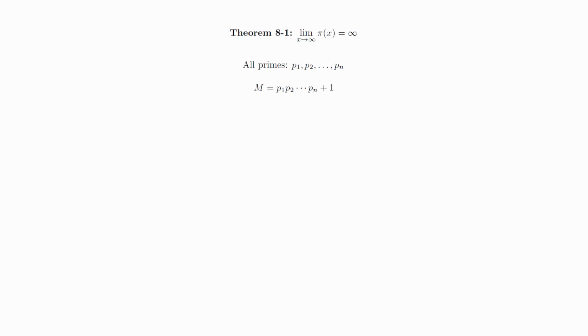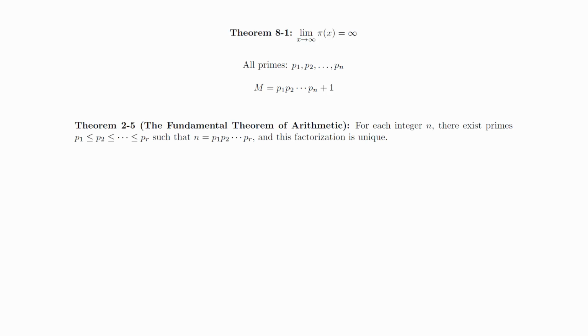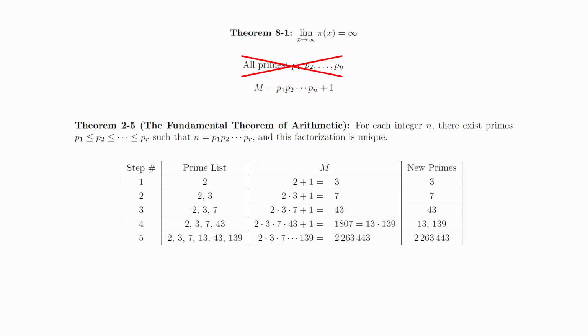But under the assumption that we've listed all the primes, this would say that m doesn't have a prime factorization, which would contradict the fundamental theorem of arithmetic. Therefore, there must be infinitely many primes. We can actually use this process to try to generate an ever-growing list of primes.